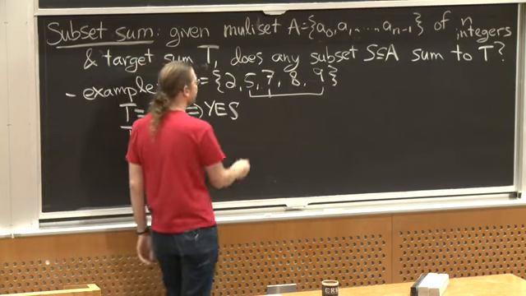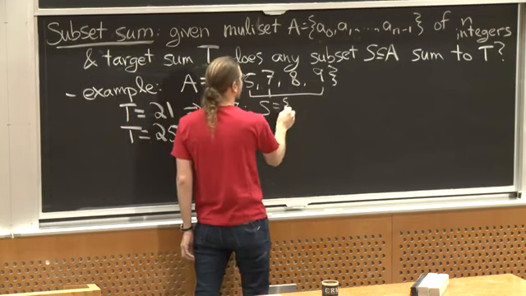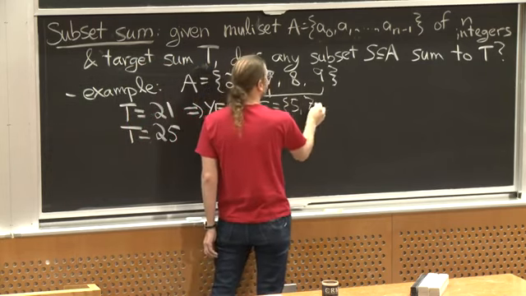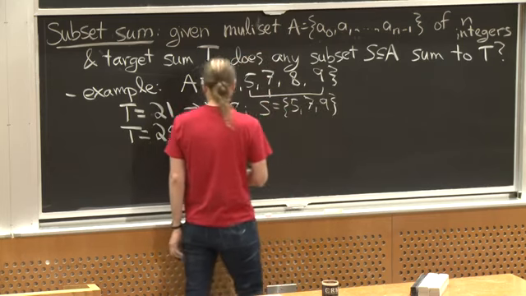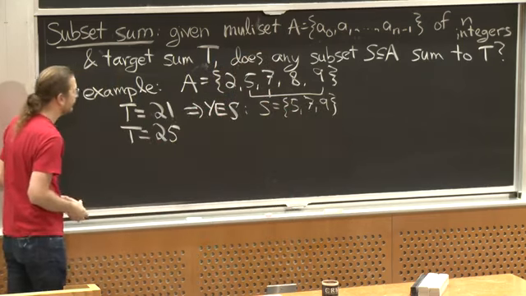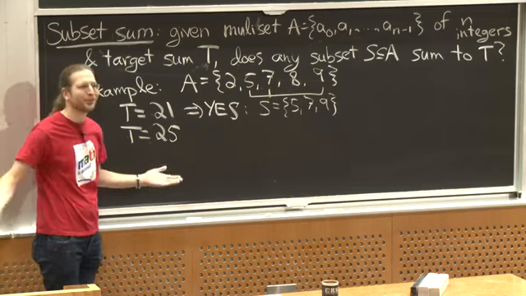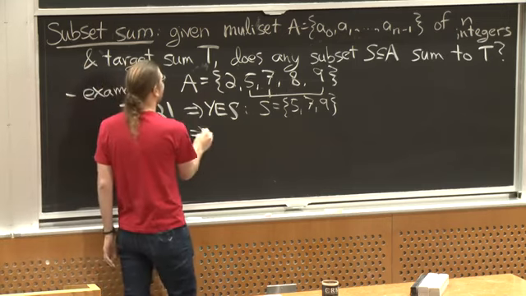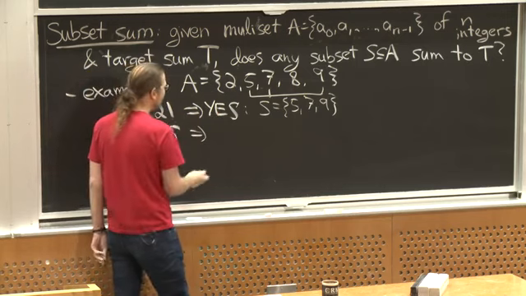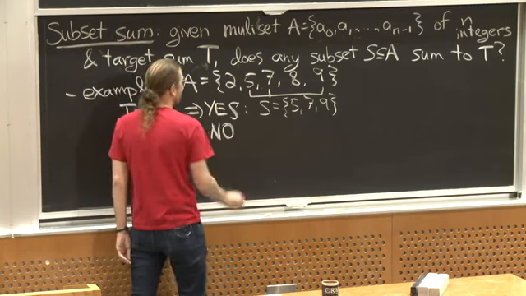Does there exist any subset? Because 5, 7, and 9 sum to exactly 21. And for T equals 25, I don't know a good way to prove to you that there's no way to write 25 with these numbers, other than I wrote a program to try all subsets, or you could write a program that runs the DP that we're about to give. And it will output no.